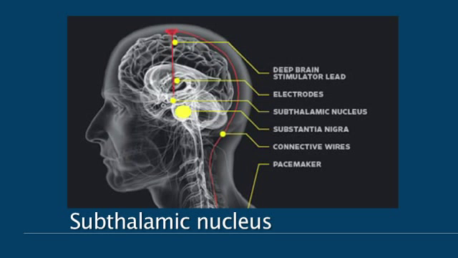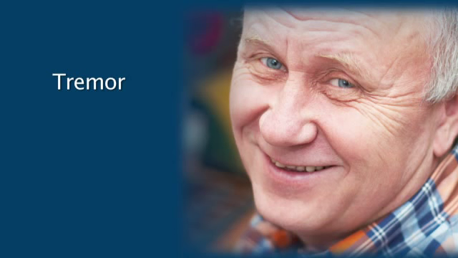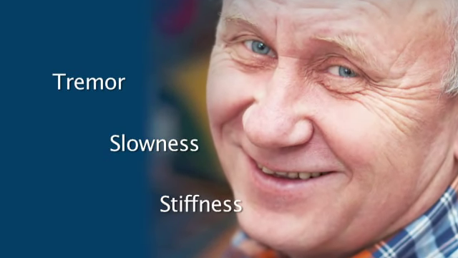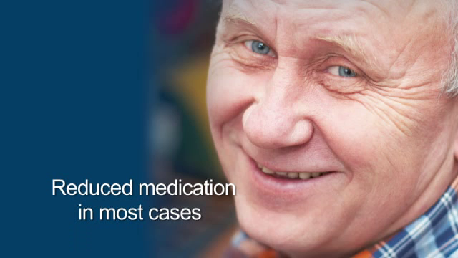For example, the subthalamic nucleus. That's a great target to treat most of the symptoms of Parkinson's disease, including the tremor, the slowness, the stiffness, and it helps them to reduce their medications in most cases. One of the problems with the subthalamic nucleus is that it can sometimes cause some cognitive problems, or problems with patients' thinking after the surgery. It can also affect depression. So we screen patients to make sure that they're not at high risk of developing those types of problems. And if they are, we would choose another target.